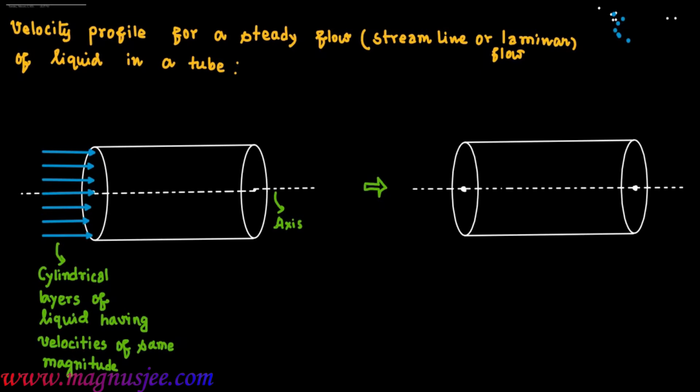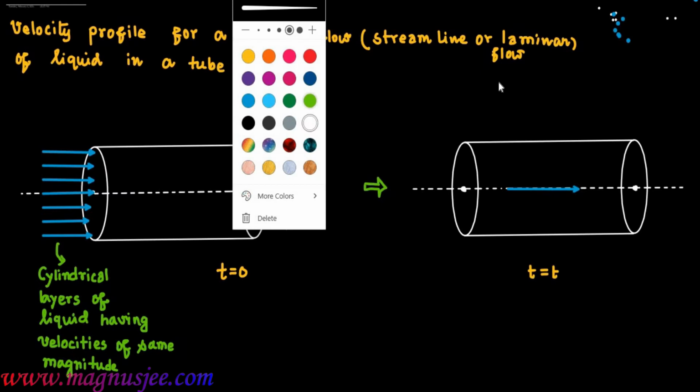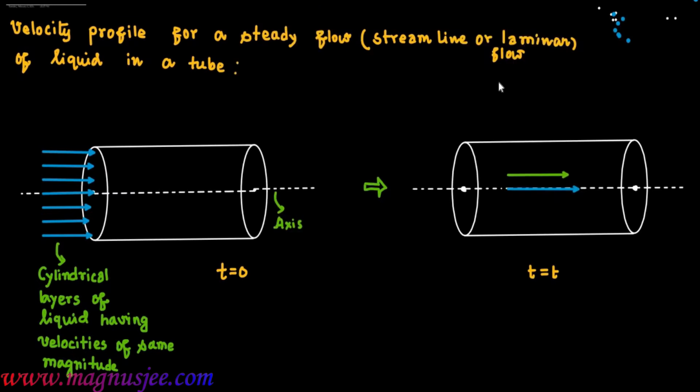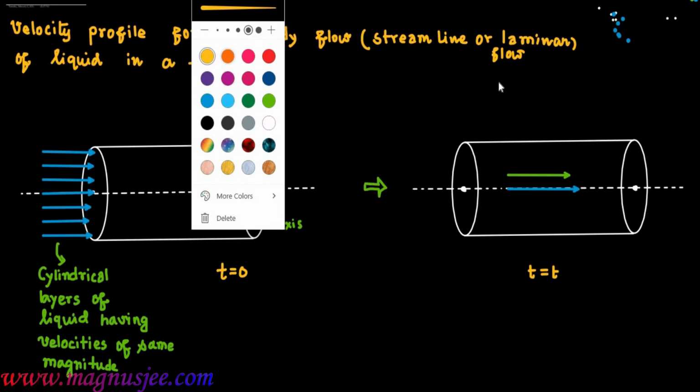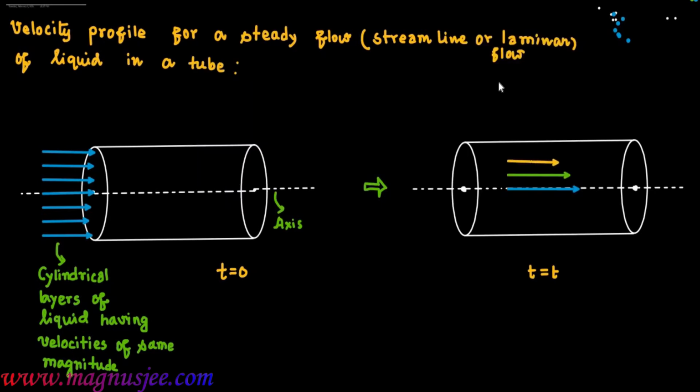And also we can draw the diagram after some time. The first diagram is at the initial instant t equals 0, and the second diagram is at instant t equal to t seconds. And we can denote the velocities of different layers of liquid. The velocity of a layer of liquid will be maximum along the axis, and the velocity of different layers will decrease as we travel from the axis to the wall of the tube.